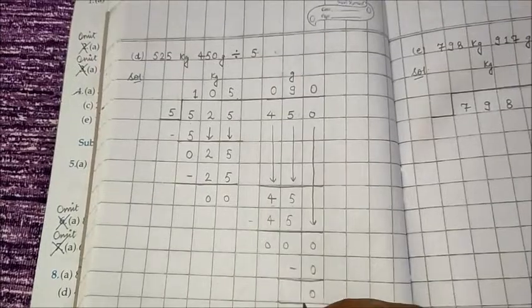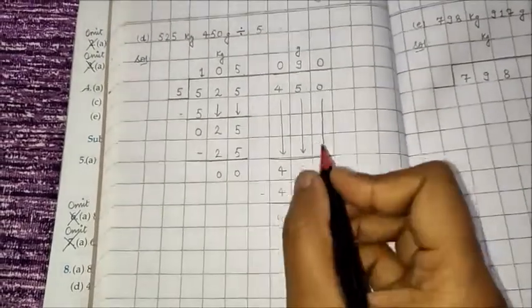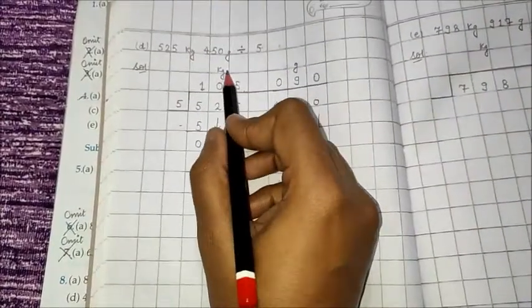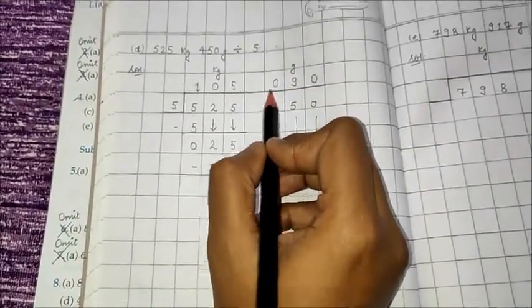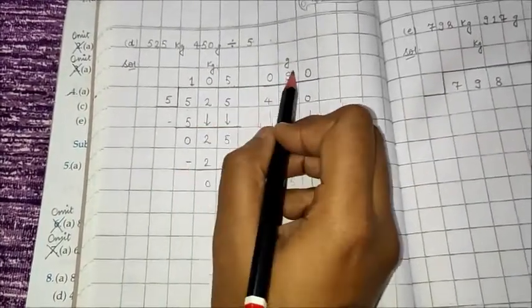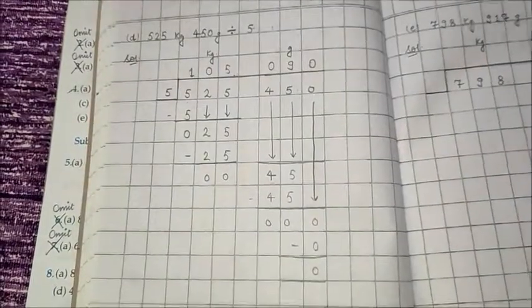So the remainder is overall 0 and the answer is 105 किलोग्राम एंड 90 ग्राम्स. आगे जो 0 है हम उसे काउंट नहीं करेंगे. सो 105 किलोग्राम 90 ग्राम is the answer.